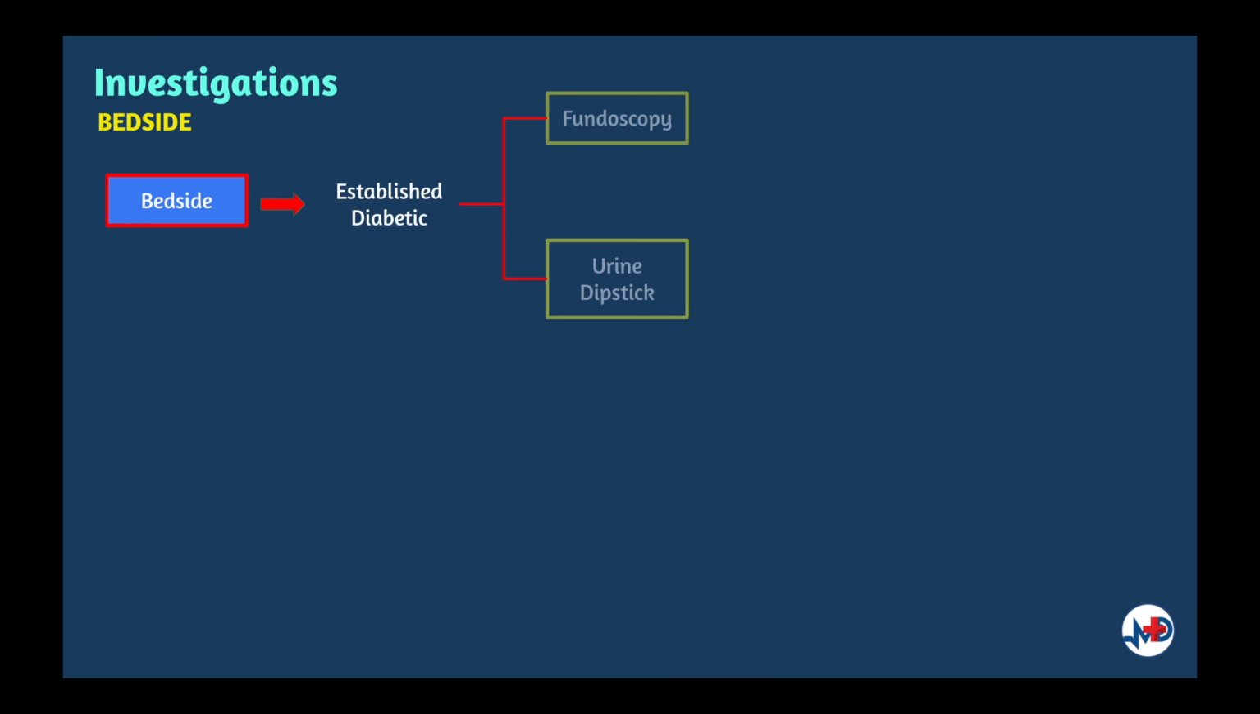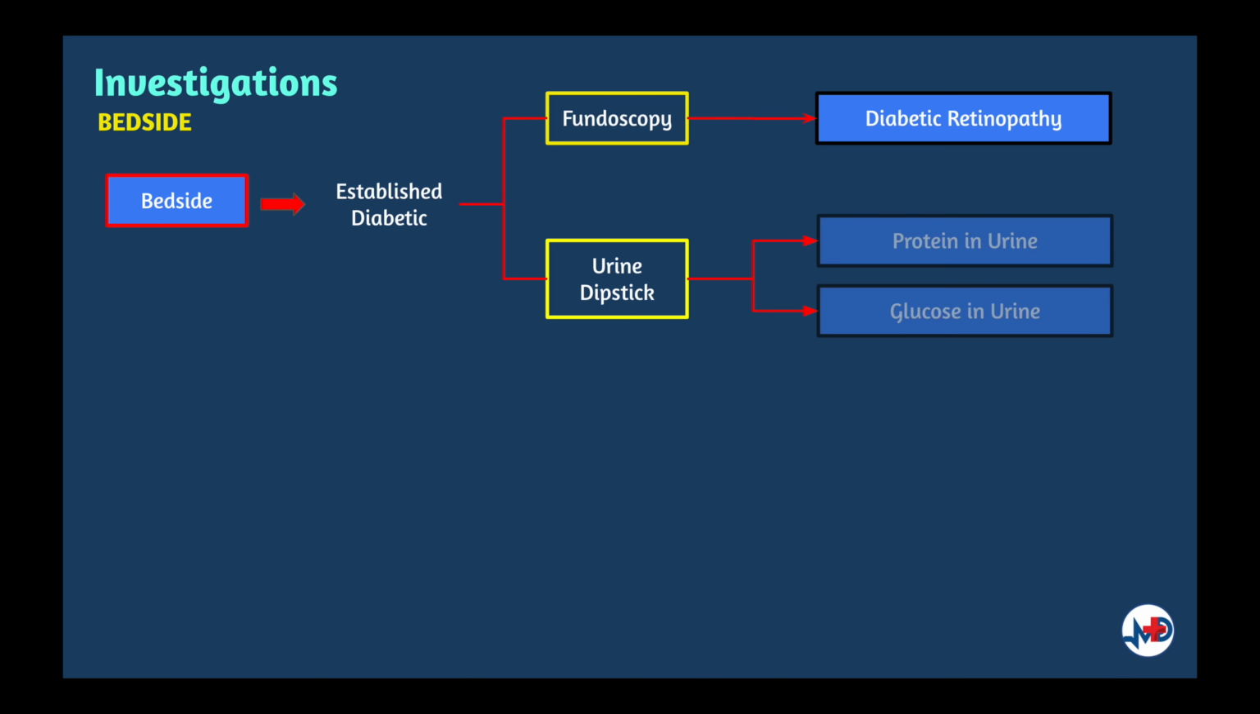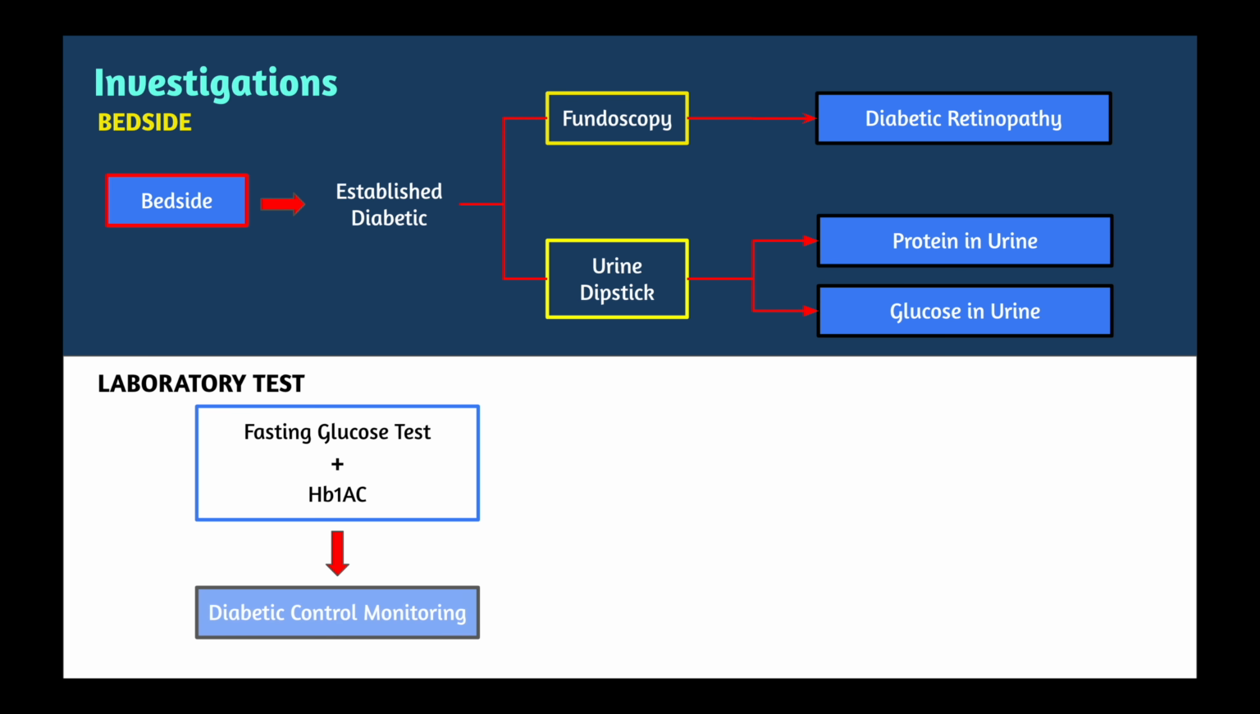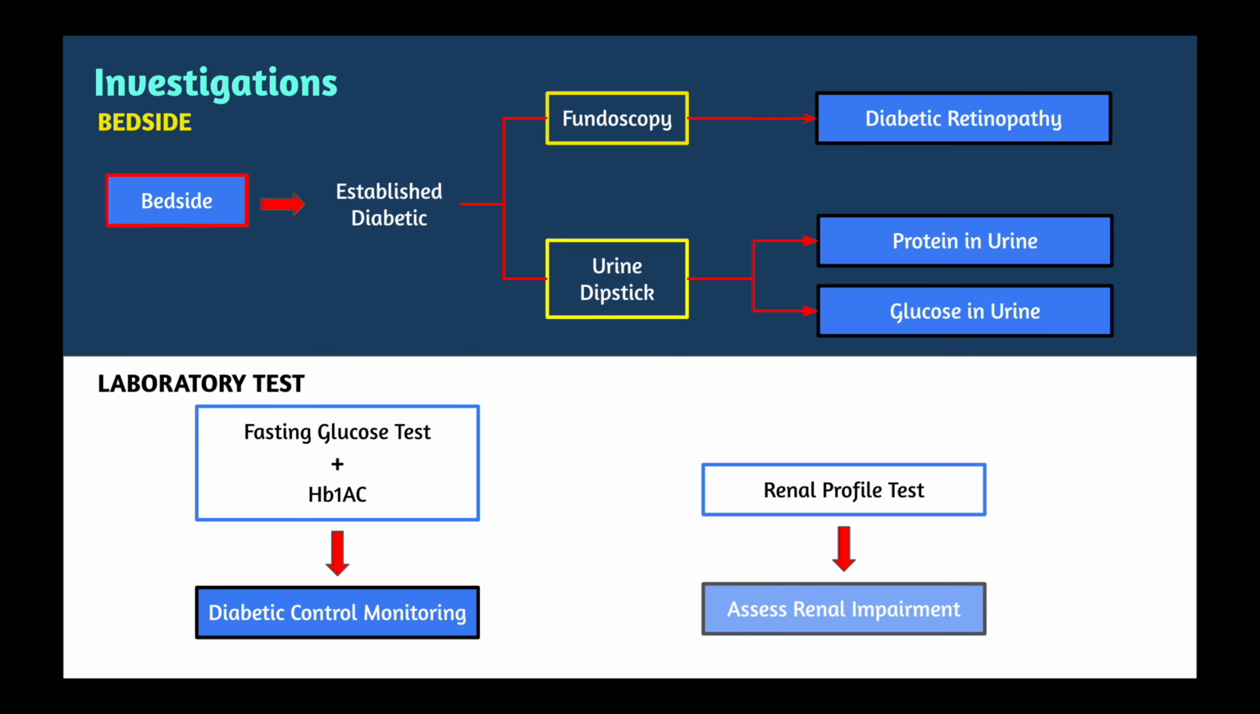In the case of established diabetes, bedside tests involve a fundoscopy in order to look for any diabetic retinopathy. A urine dipstick is also done to look for any protein in the urine. Lab investigations include a fasting plasma glucose and the HbA1c levels to see the severity and monitor the control of the established diabetes. A renal profile is also done to assess any renal impairment that may suggest diabetic nephropathy.